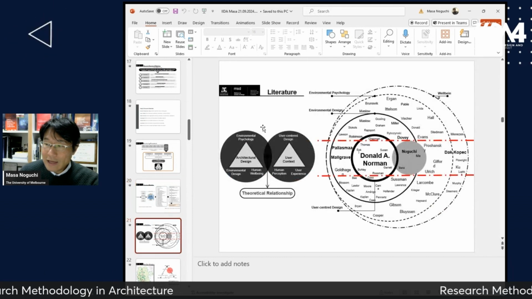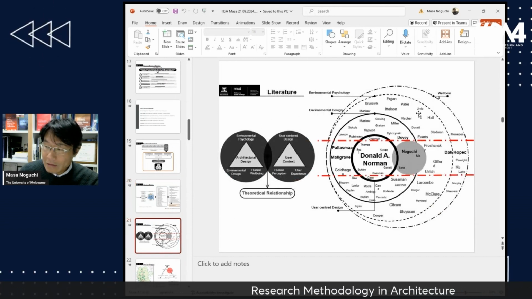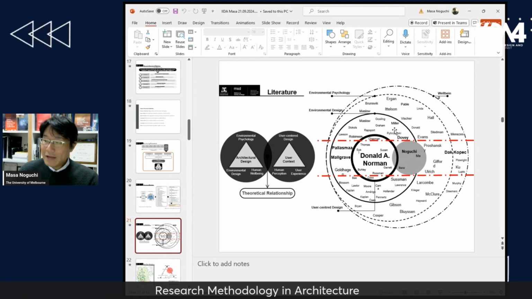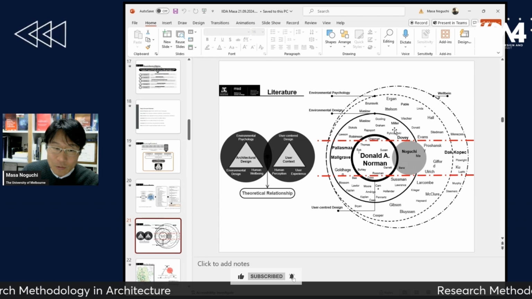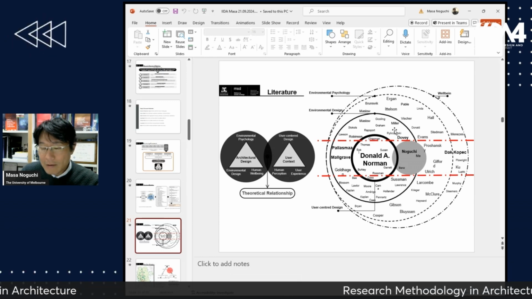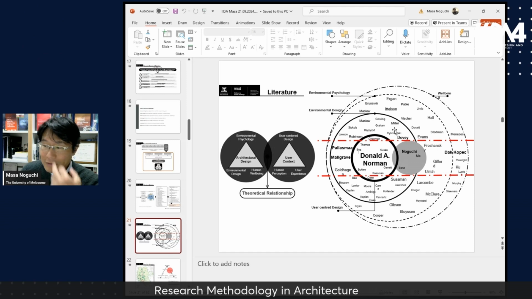So this is, again, the literature review, and he tried to cluster the area to understand the status quo, and how important and how new the research is.